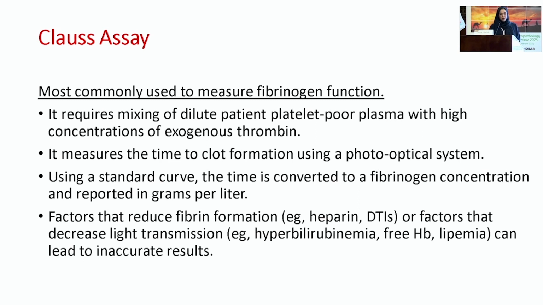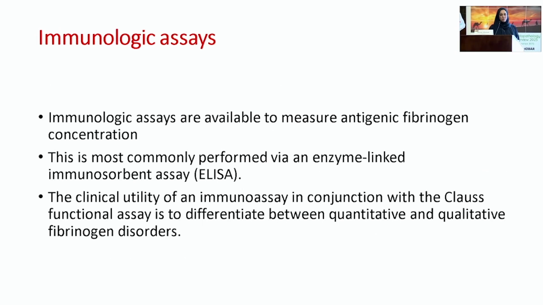It requires mixing of dilute patient platelet-poor plasma with a high concentration of exogenous thrombin and measures the time to clot formation using a photo-optical system. Using a standard curve, the time is converted to fibrinogen concentration and reported in grams per liter. But you have to be aware that factors that reduce fibrin formation, such as heparin and DTIs, or factors that decrease light transmission, like increased bilirubin, can lead to inaccurate results. This is a functional measurement of fibrinogen.